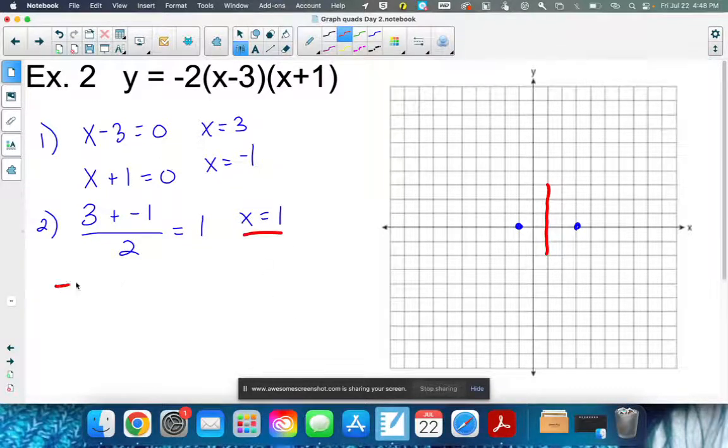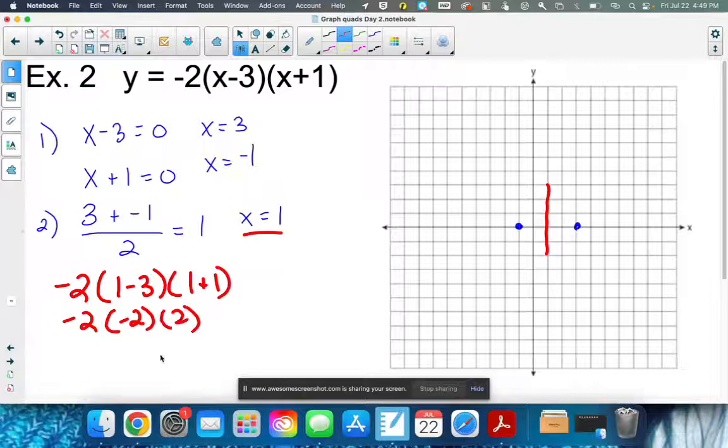Substitute that 1 back in. So negative 2 times 1 minus 3 times 1 plus 1. That's going to be negative 2 times negative 2 times positive 2, so I'm going to get positive 8 this time. So 1, 8 is all the way up here, which means my graph is actually facing down this time. Make sure you're graphing it correctly. Again, we're going to make a nice curve up and then down the hill. And there we go. That's all you're going to be doing with this set, just graphing. Come back on the next one and we'll start describing it.